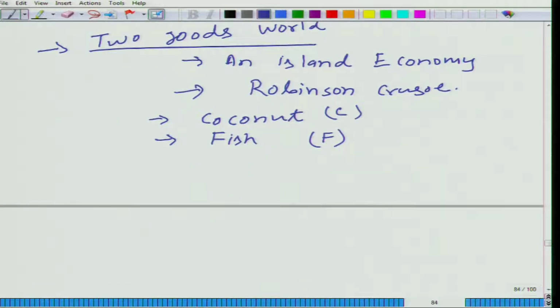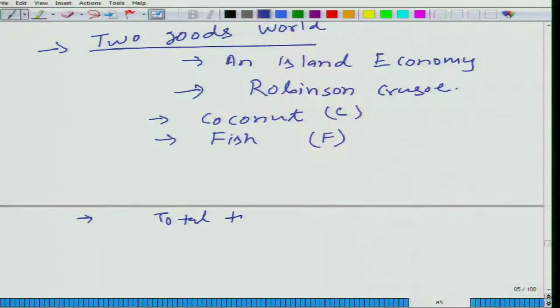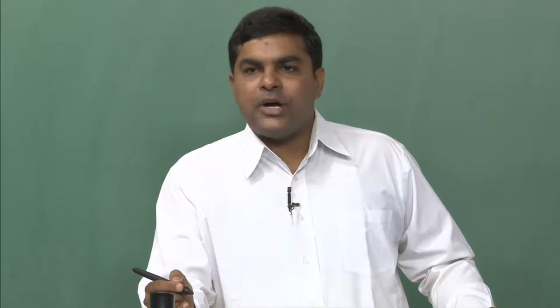Let us say that in 24 hours he cannot work for more than 8 hours. So, total time available to Robinson is 8 hours, and let us say that it takes 1 hour to catch 1 unit of fish, and it takes 2 hours to gather 1 unit of coconut.